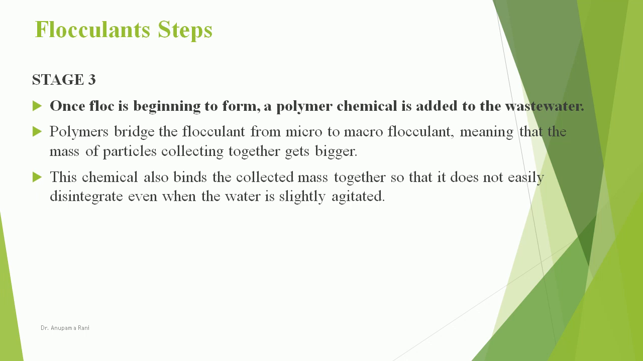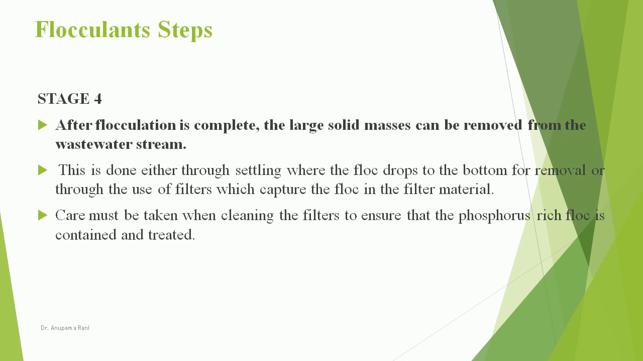slightly agitated. Stage 4. After flocculation is complete, the large solid masses can be removed from the wastewater stream. This is done either through settling, where the floc drops to the bottom for removal, or through the use of filters which capture the floc in the filtered material. Care must be taken when cleaning the filters to ensure that the phosphorus-rich floc is contained and treated.